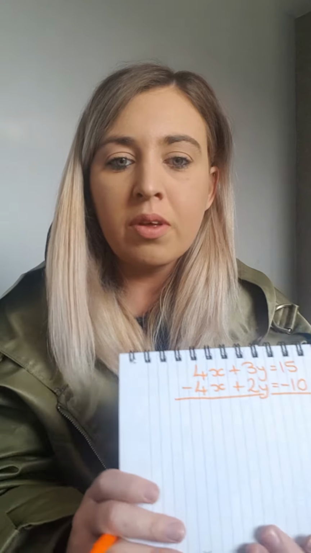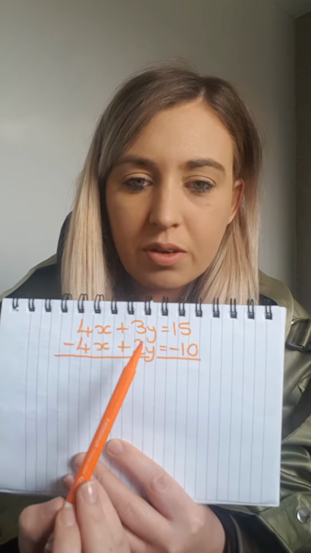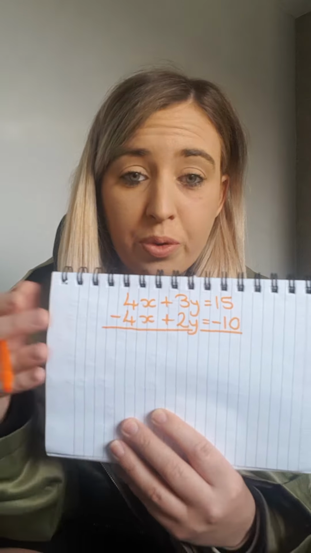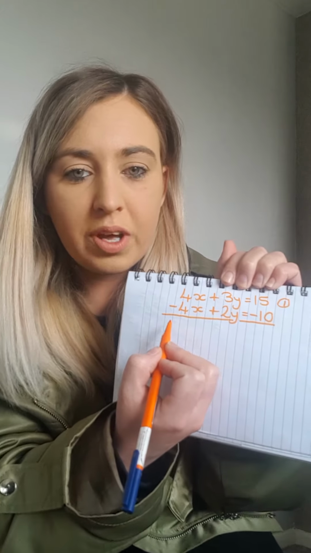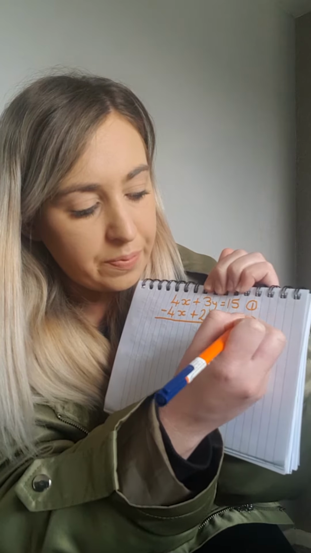Hey again. Thought I'd come and show you another example that involves a few negatives as well. Okay, so this time we have 4x plus 3y equals 15, and we'll call that equation 1. And then for equation 2, we have minus 4x plus 2y equals minus 10.